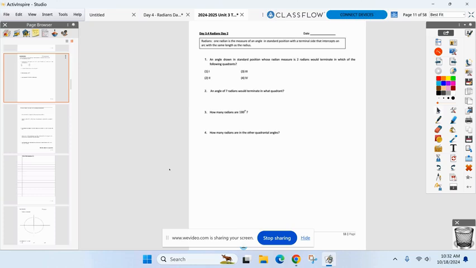Okay, still going to work with the radians. I got an angle of 2 radians. What quadrant does it fall in? I'm not trying to trick you. We don't do quadrants in radians, do we? We do it in what? Degrees. We do it in degrees, though, right? So what can I do with 2 radians? Plug it in. Convert it to degrees.